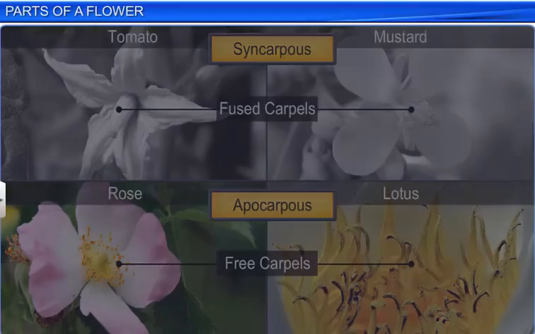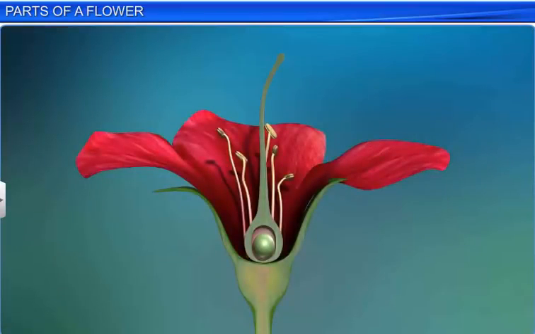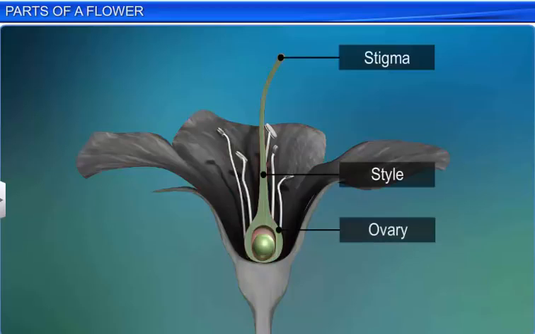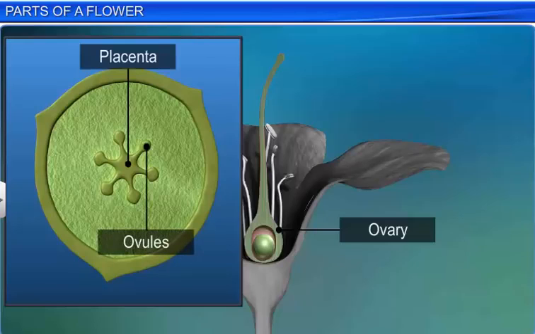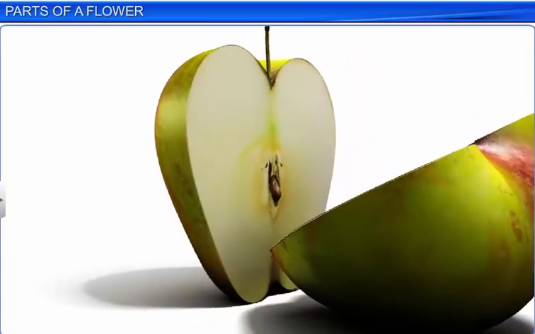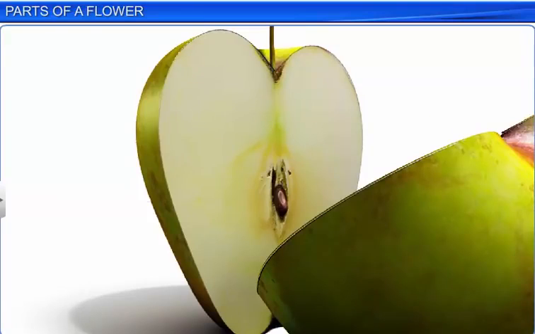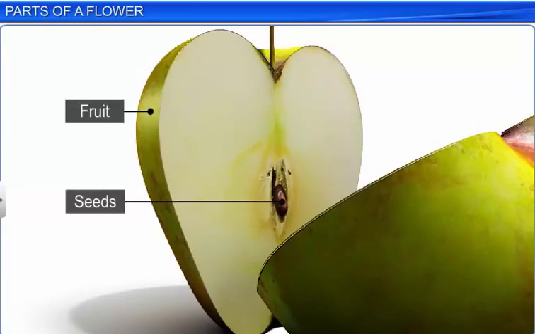Each carpel has three parts: stigma, style, and ovary. The stigma is the part of the carpel that receives the pollen grains. The style is the elongated tube that lies on the ovary and connects it to the stigma. An ovary is the enlarged basal part and bears one or more ovules, which are attached to a placenta that is soft and flat. Once fertilization takes place, the ovules form the seeds and the ovary develops into the fruit.